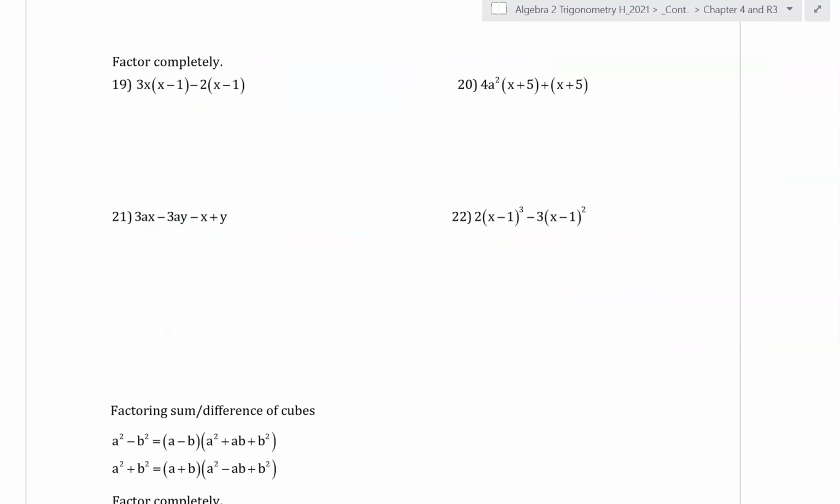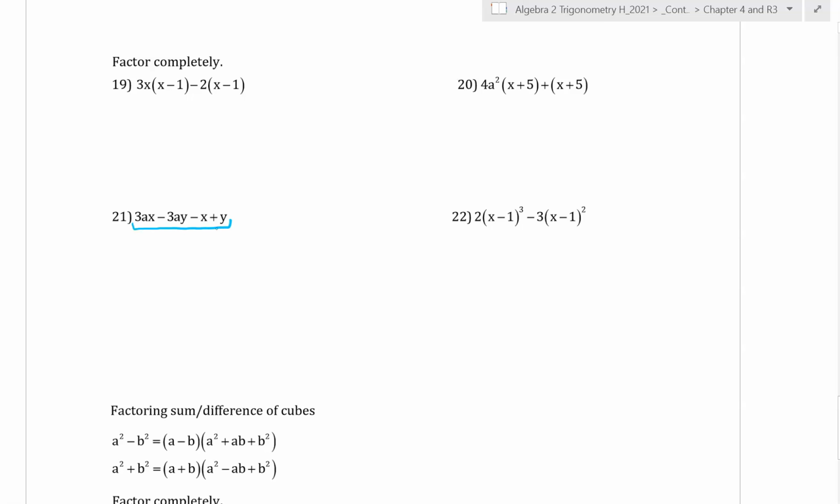So the next type of factoring we're going to consider, some people like to call this factor by grouping. So notice, for example, number 21, we have 4 terms. We haven't talked about that yet. We had 2 terms. We had 3 terms. Over here we have 4 terms, but let's just build up to that.